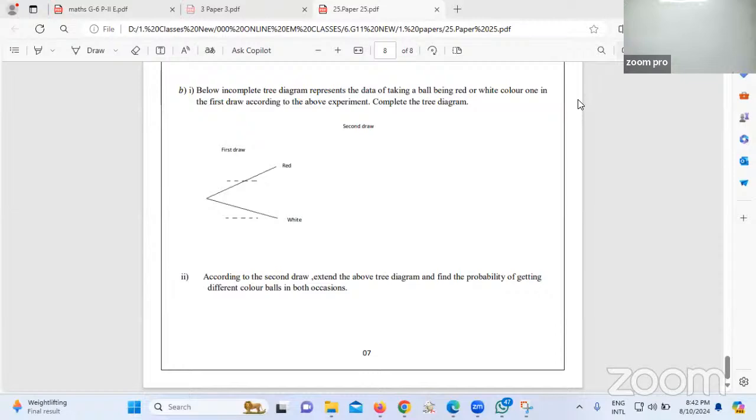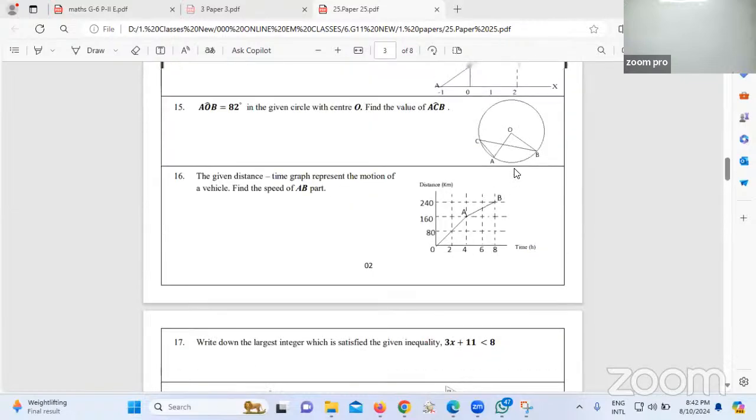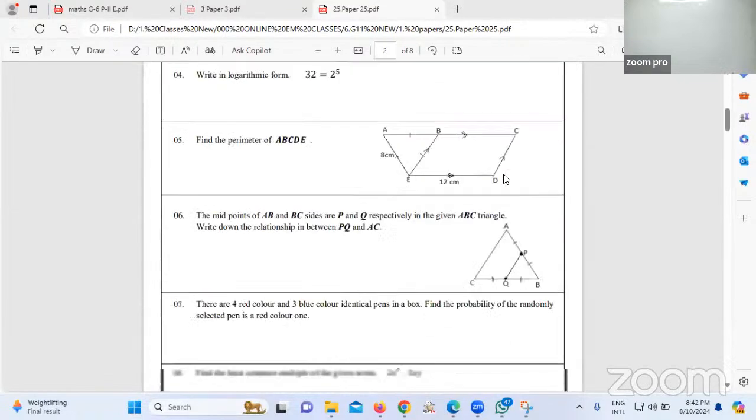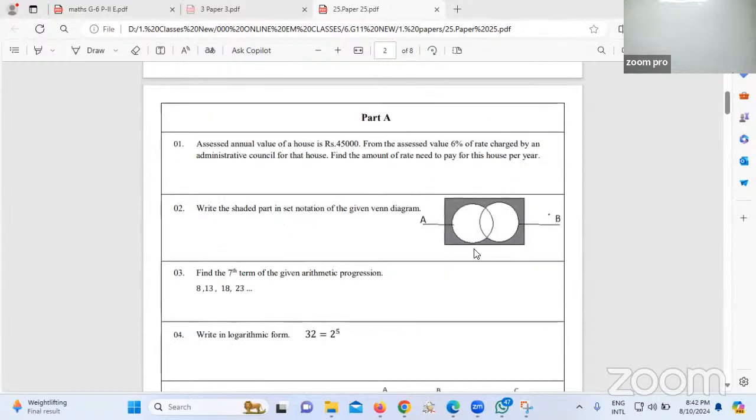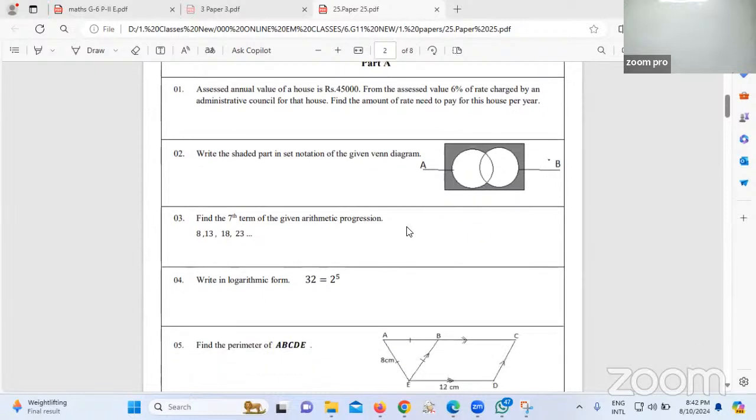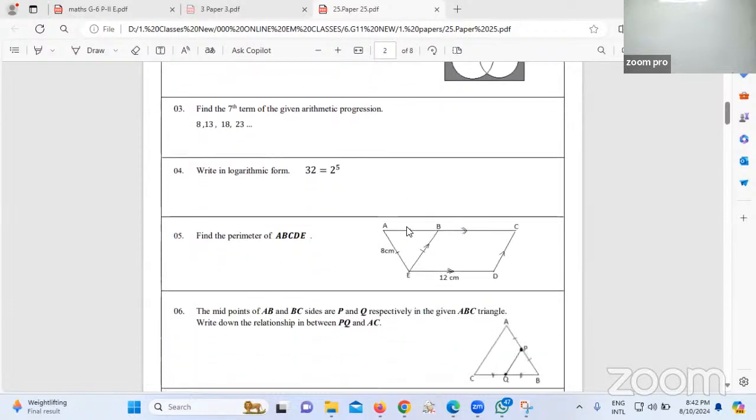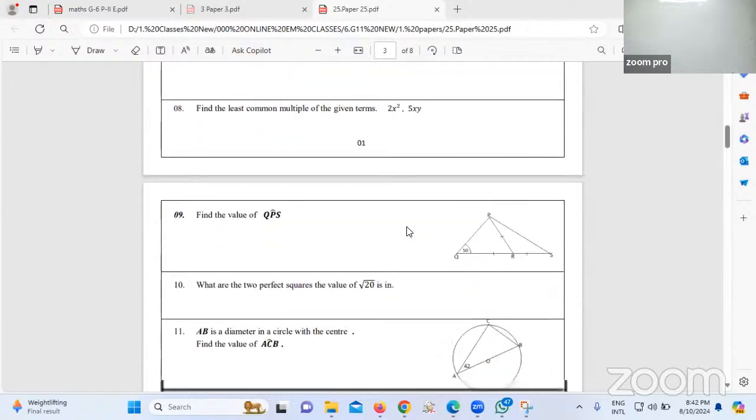So this is the paper number 25. We are going to discuss this paper. This is a good paper and a standard paper. So we will discuss one by one. Right. Okay. So this is the paper we have.